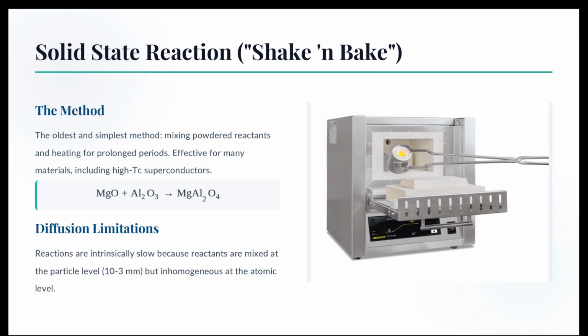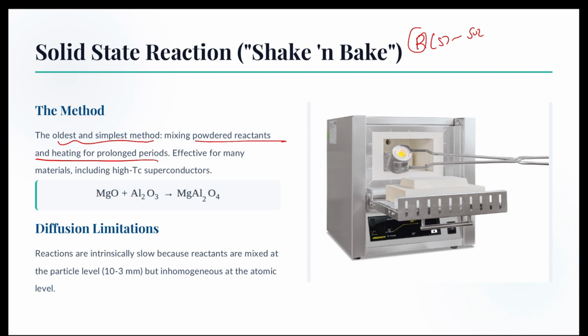There is one method known as the solid state reaction, or shake and bake method. This is a reaction in which the reactants are in solid states. We are mixing reactants in solid form rather than gas phase or liquid phase reactions. This is one of the oldest and simplest methods, in which we take our reactants, mix them, and then heat them for a prolonged period.